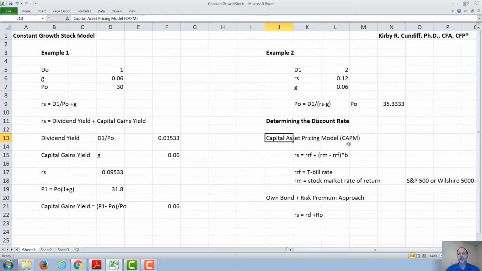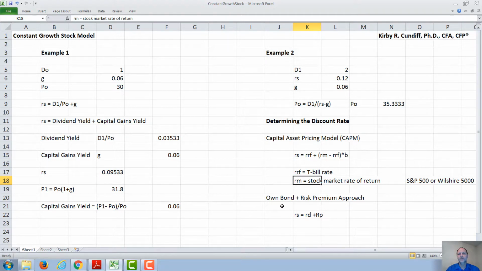A second method is the capital asset pricing model, where the rate of return of the security is based on the riskiness of the stock relative to an overall stock market. Under the capital asset pricing model, the rate of return of the stock is the risk-free rate plus the market rate of return minus the risk-free rate times the risk measurement beta. Common proxies for the risk-free rate are the U.S. government treasury bill, or a bank account rate of return. Common proxies for the market rate of return are the S&P 500 or the Wilshire 5000.